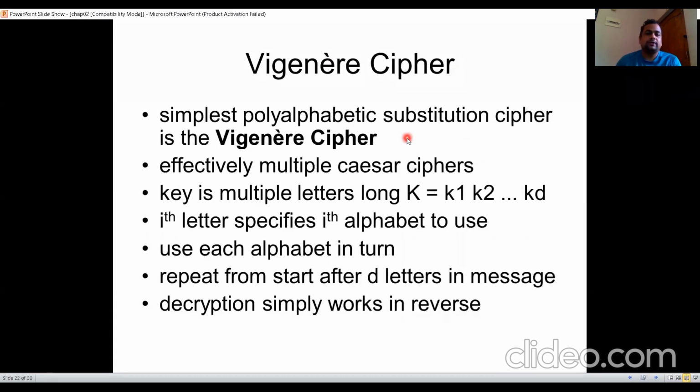Now, an example of polyalphabetic is the Vigenère cipher, and we can use multiple keys for the Vigenère cipher. Let there be d keys denoted as K1, K2 up to Kd. So K is the collection of K1, K2 up to Kd, and we can collect all those individual keys into one key. It is called K.